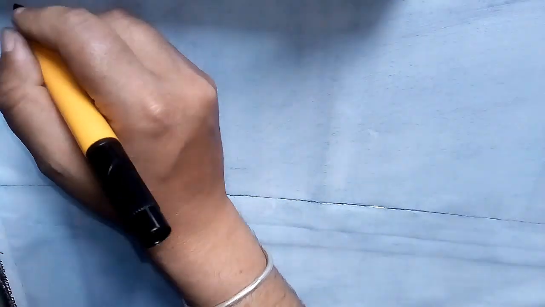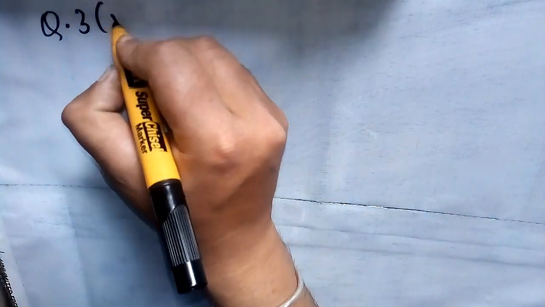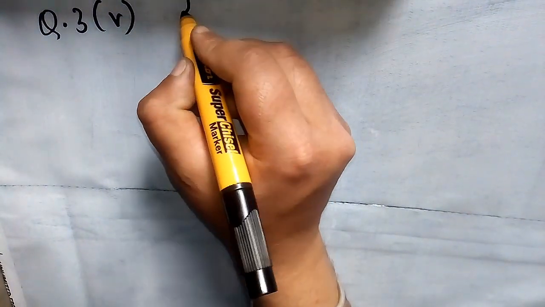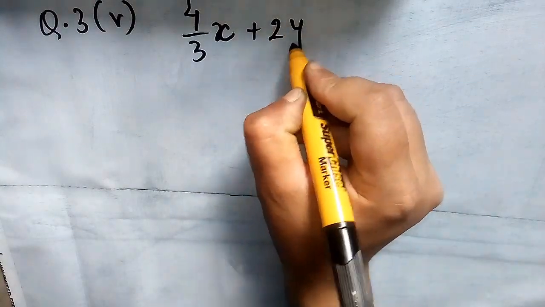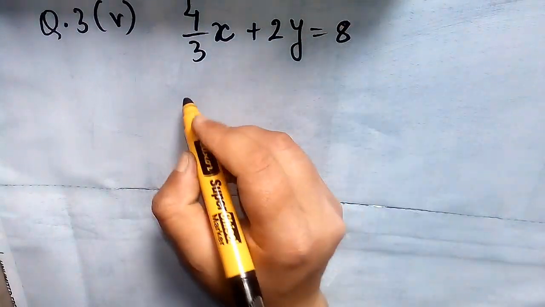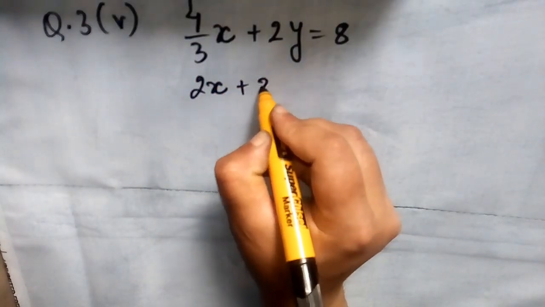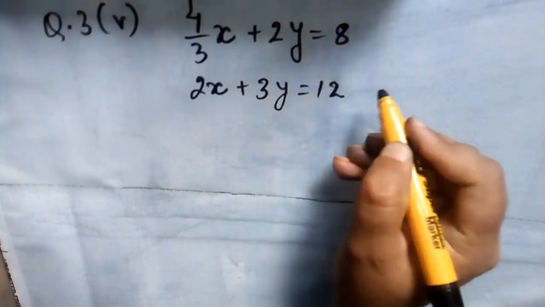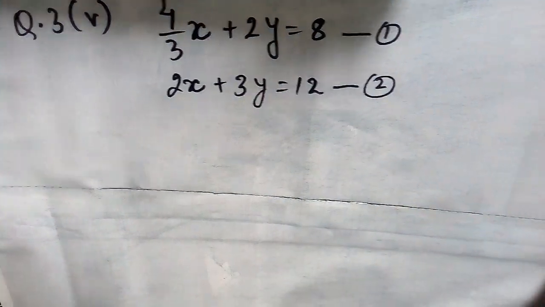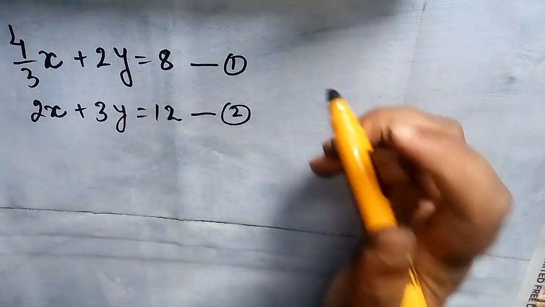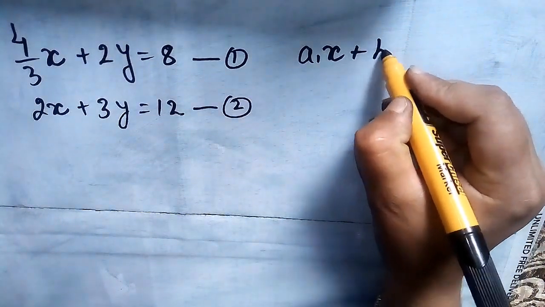So here I am taking question number 3 and its fifth part, that is 4 upon 3 x plus 2y equals to 8 and 2x plus 3y equals to 12. So this is our pair of linear equations and let us name them equation 1 and equation 2. Now let us compare them with our standard forms.